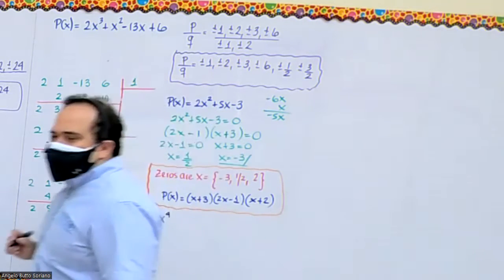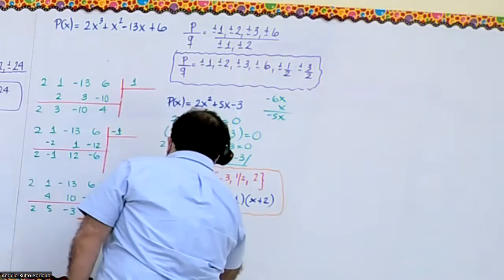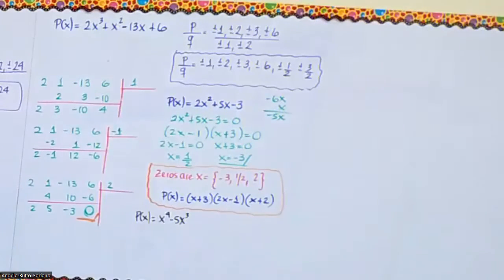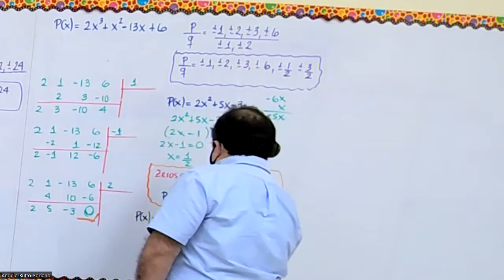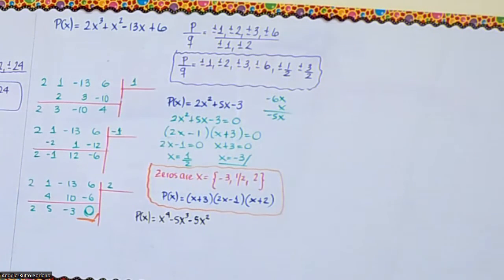P of x equals x to the 4 power minus 5x cubed minus 5x squared plus 23x plus 10.